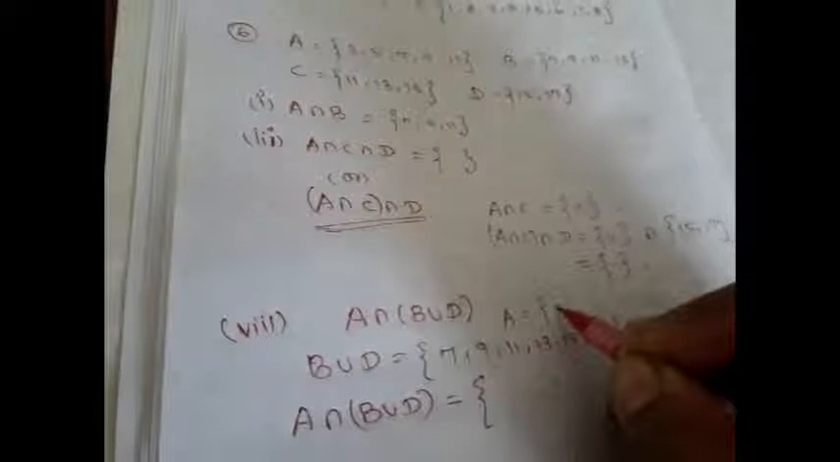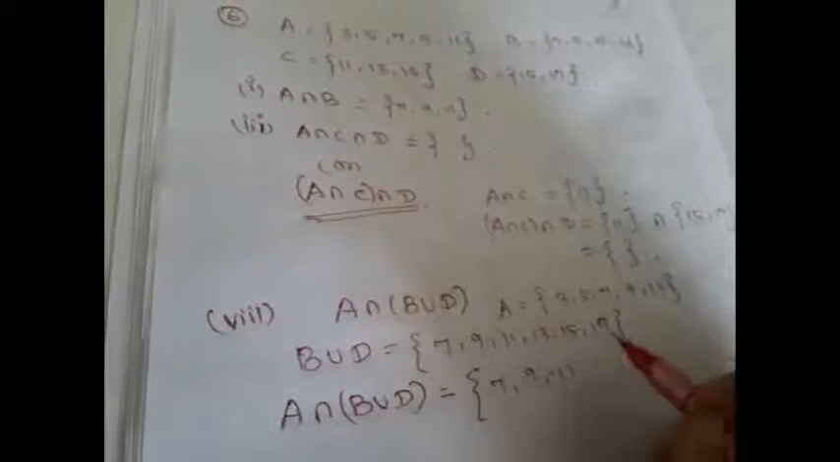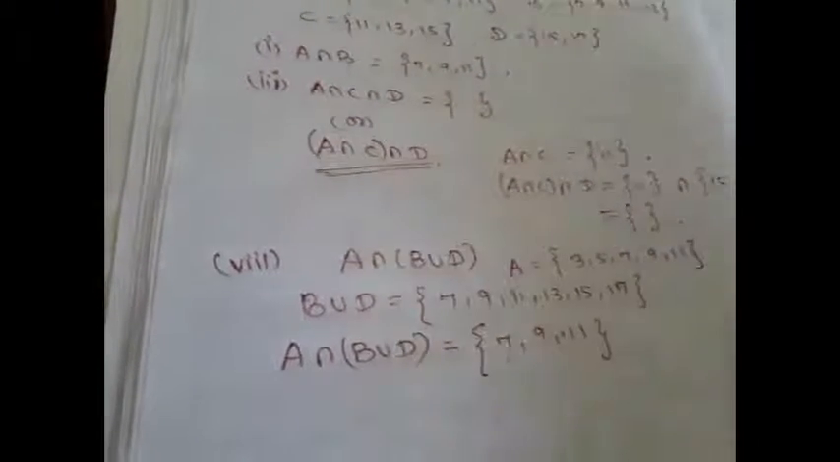The set A has 3, 5, 7, 9 and 11. Now see which elements are common here. 7, 9, 11, right? So A intersection B union D will have 7, 9 and 11, right? Hope you understood. Similarly, you can solve the remaining subdivisions.